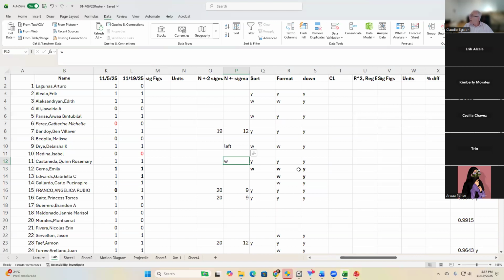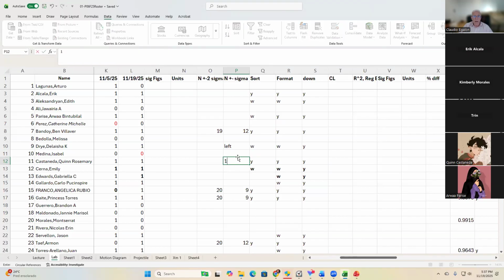Okay. Did you count the numbers, Queen? I believe it is 12, but I am going to recount. Okay. You think it's 12. What about the 2 sigma, minus 2 sigma? Still working on it. Okay.